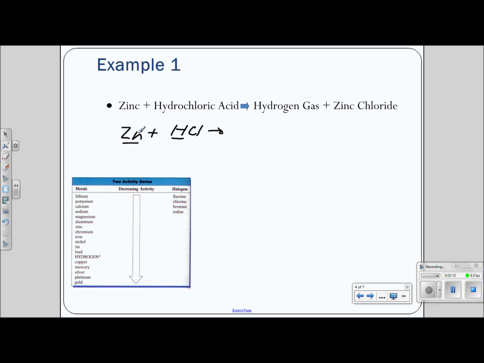Remember, this would be Kirk and this would be Joey in our previous example. So you're going to produce hydrogen plus zinc chloride. And of course, we would have to balance this equation.